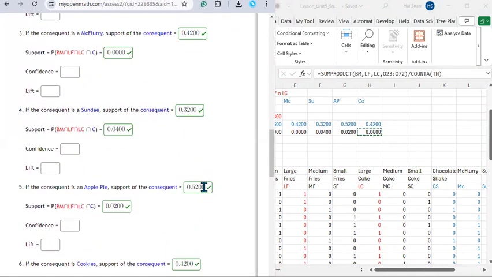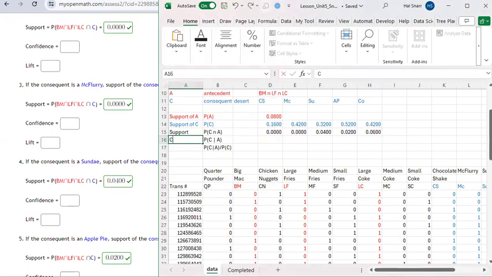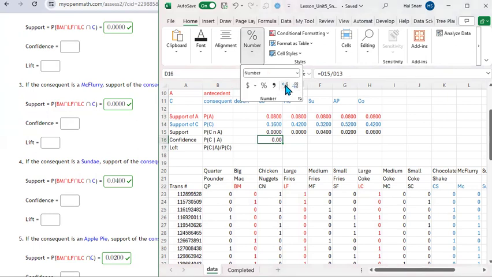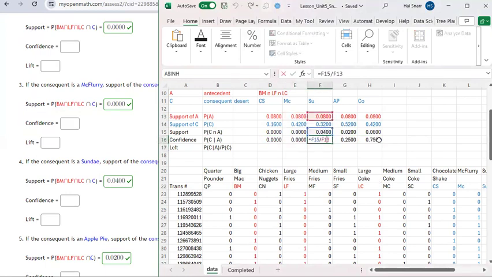Now we have to calculate the confidence and the lift for each one of these, right? This is the confidence, and this is the lift. Okay, to do the confidence, you take the probability of C and A, and you divide by the probability of A. I'm going to make this easier on me. Now we have the confidence. It's the probability of the consequent and the antecedent divided by the probability of the antecedent. I'm going to change that to 4 decimal places. And I'm going to drag it across. So as I drag it across, it's making this ratio, right?